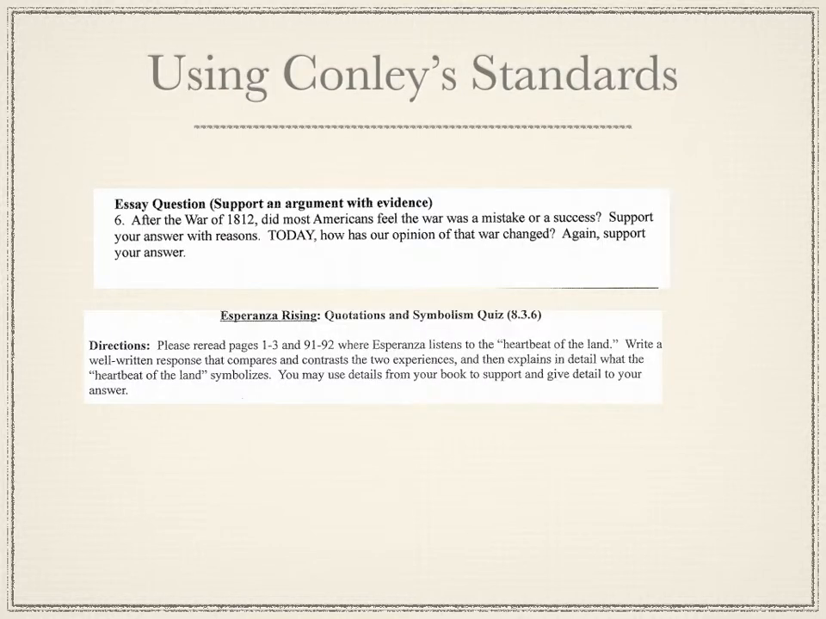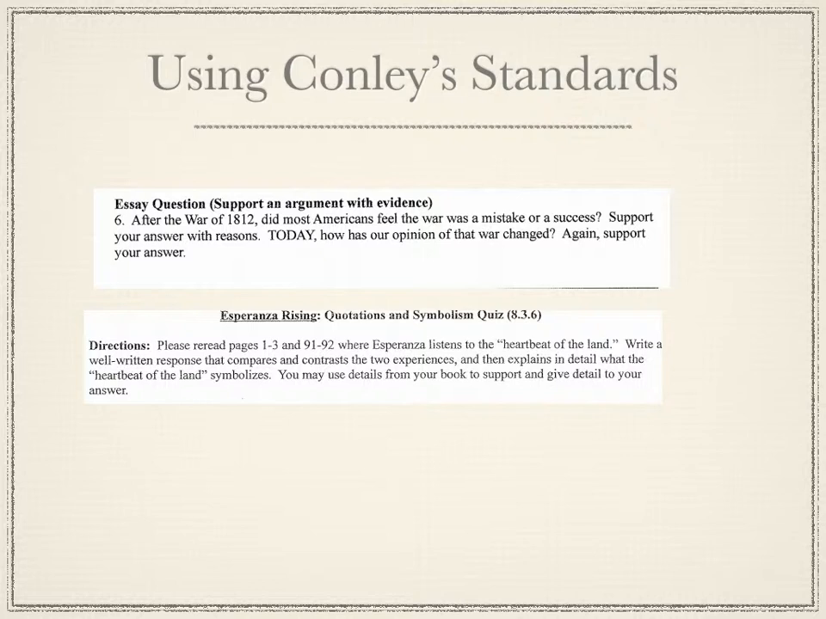Here are some examples of some learning tasks or assessment questions that build these skills in students. After the War of 1812, did most Americans feel the war was a mistake or a success? Support your answer with reasons. Today, how has our opinion of that war changed? Again, support your answer.